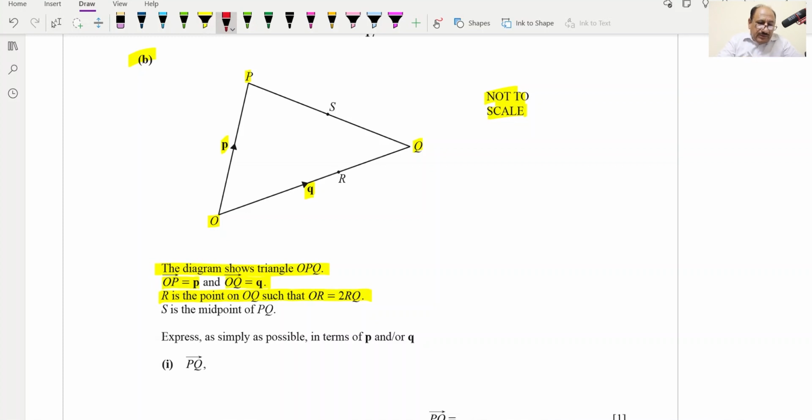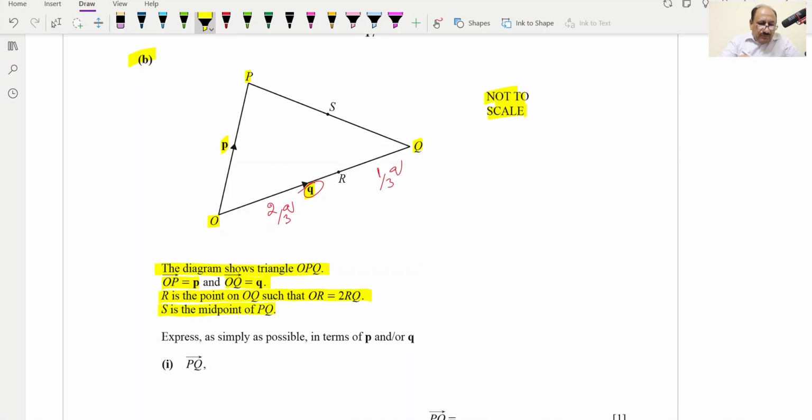So it means this is one part, this is two parts, and total parts are how many? 2 plus 1, 3. So this will be 1 by 3 and this will be 2 by 3. And the total one is Q. So this will be 2 by 3 of Q and this will be 1 by 3 of Q. Hopefully you understood this.